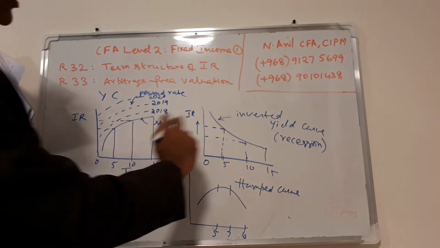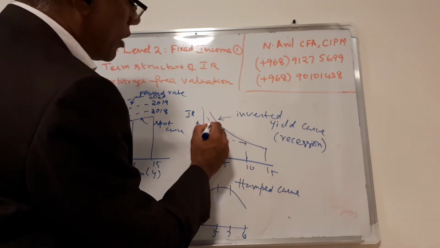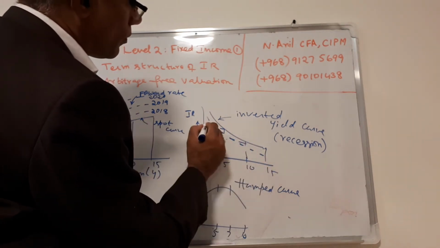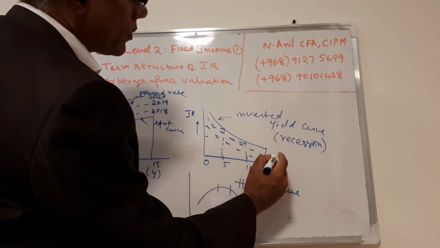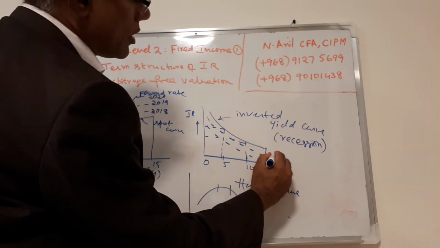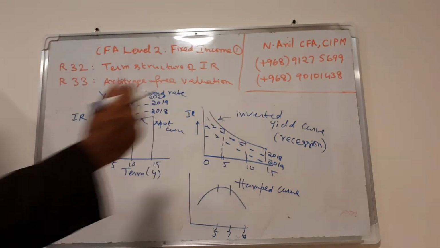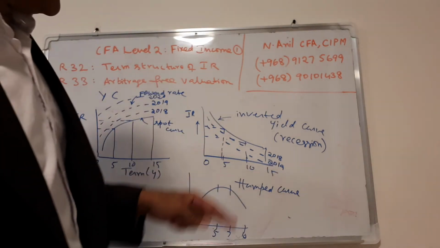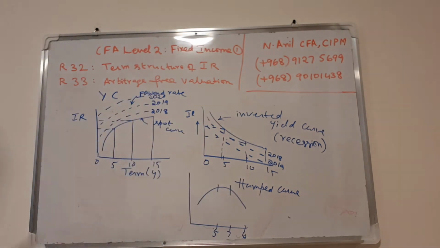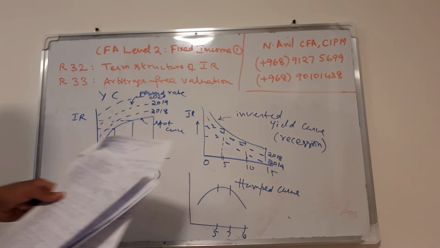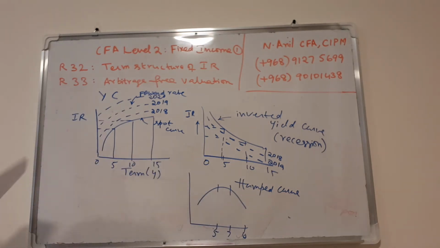Vice versa, when it comes to the downward sloping curve, the forward curve will lie below the spot curve. This is 2018, this is 2019. The later the initiation, the further down the forward rate curve will be below the spot curve. So these are the shapes of the yield curve.